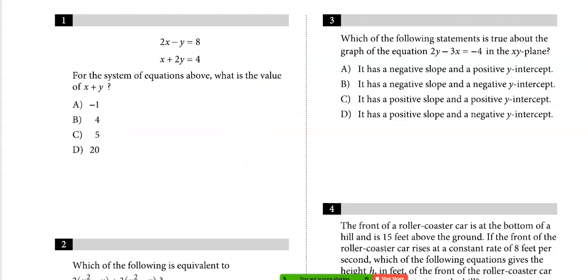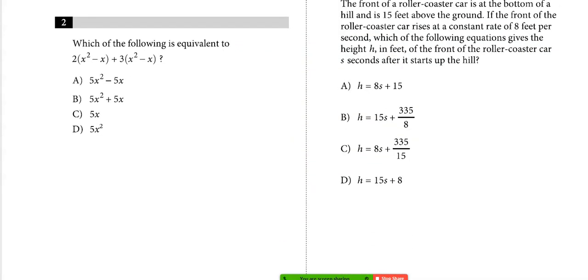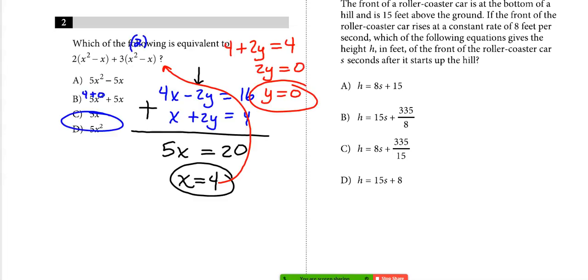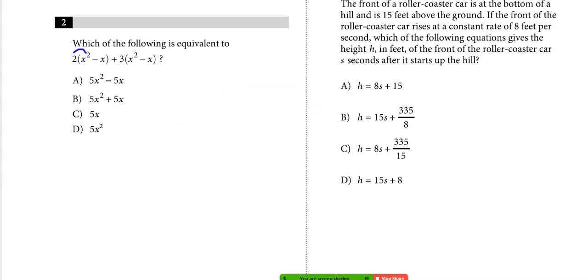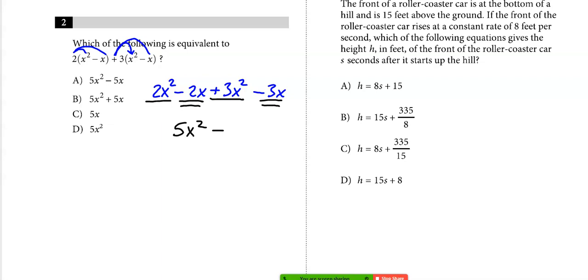Moving forward, number 2. It says which of the following is equivalent to this expression? So probably the easiest way here is just to distribute and combine like terms. So I'm going to get 2x squared minus 2x. Here I'm going to get a positive 3x squared and a negative 3x. And then I gather my like terms, so these x squareds can be combined to be 5x squared. And then these x terms, negative 2, negative 3, are going to be negative 5x. So that matches up with A.